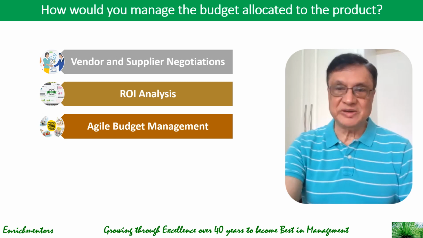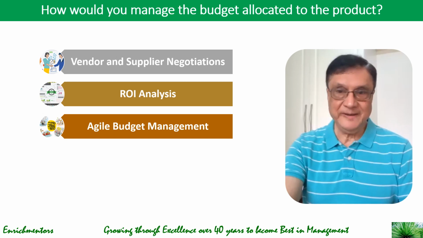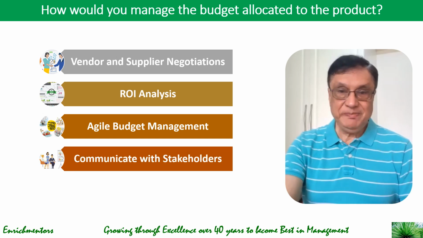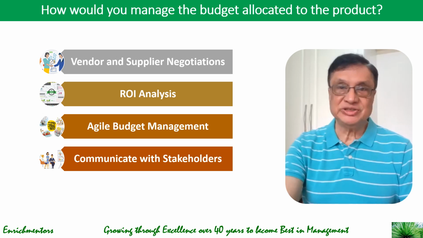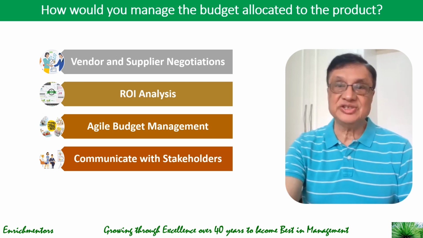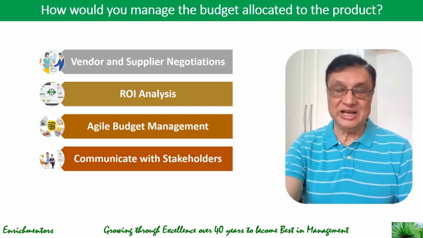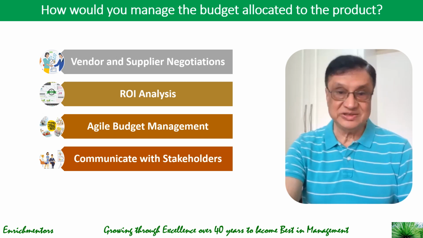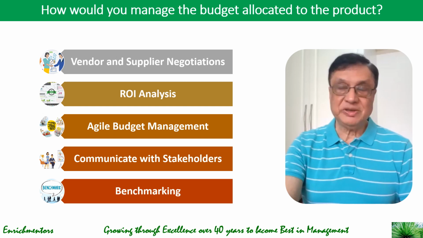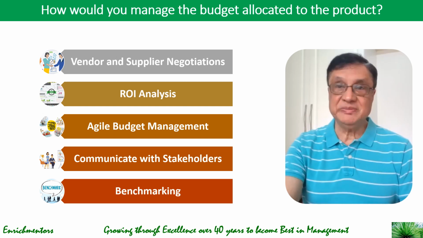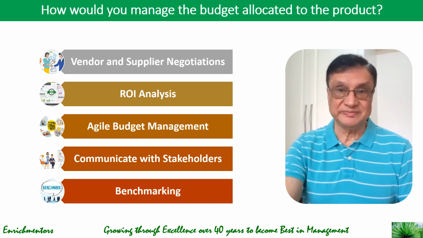Embrace agile budget management practices that will allow you flexibility in resource allocation. Adjust budget priorities based on changing market conditions or customer feedback. Makes sense? Great. Keep stakeholders informed about budget status. How much have you spent? And any significant changes in the budget expenditure. Transparency will foster trust and alignment and help you get more resources as and when you need. Compare your product's budget and spending patterns with the industry benchmarks and comparators. This will help identify opportunities for cost optimization.